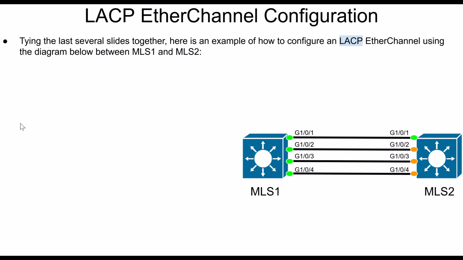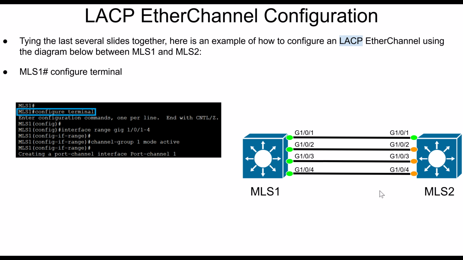LACP EtherChannel configuration. Tying the last several slides together, here's an example of how to configure LACP EtherChannel using the diagram below between MLS1 and MLS2. Remember, as we started off, if there's no EtherChannel, spanning tree is going to block 3 out of the 4. Only one of these links will be active without EtherChannel bundling.